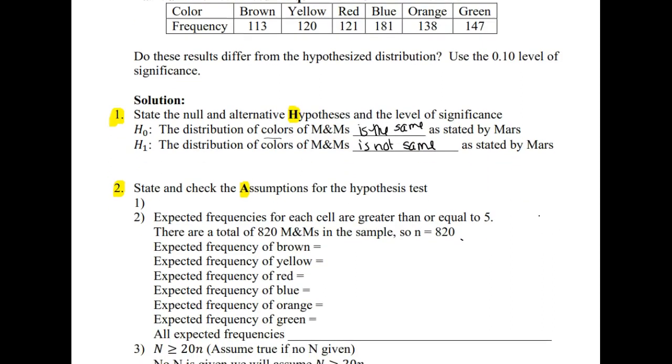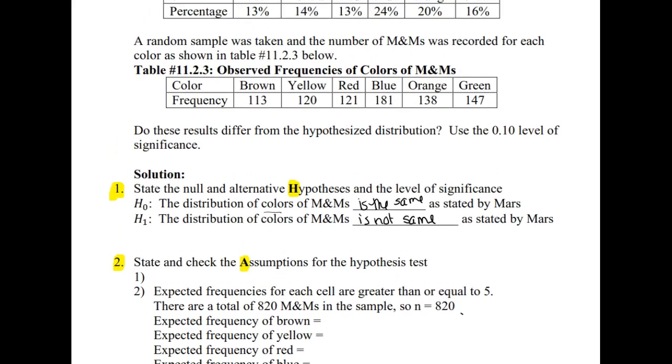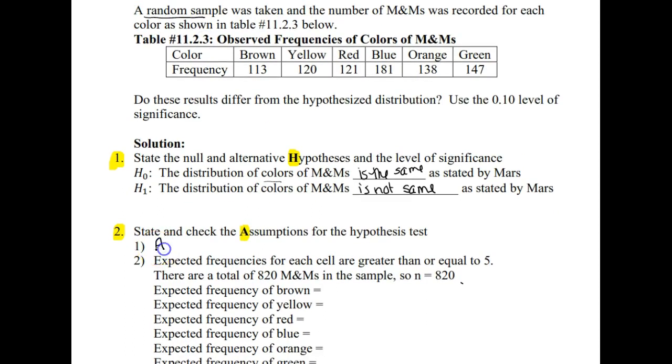So if we check the assumptions for the hypothesis test, in this case it says that they took a random sample of M&Ms. And if we actually add all those up, we get 820. So a random sample of 820 M&Ms was taken.